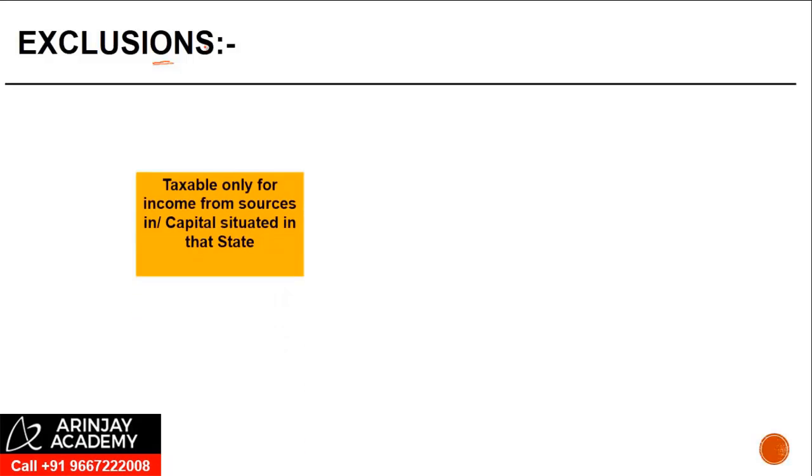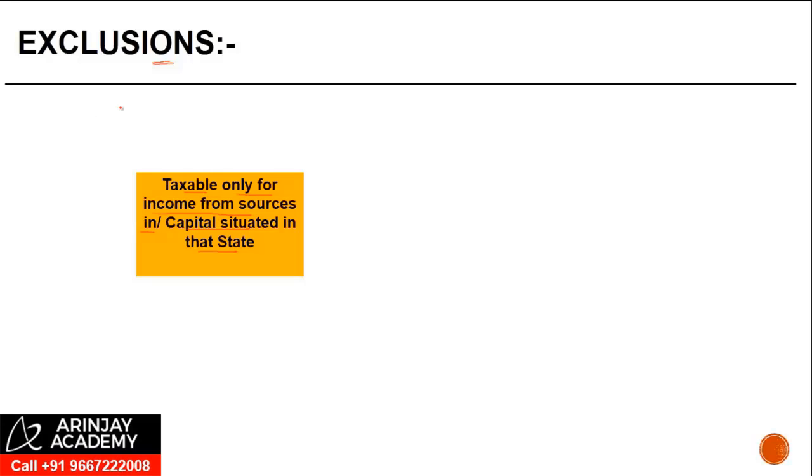Now coming to certain exclusions, which means certain people who are not considered as liable to tax and therefore are not entitled to the benefit of the treaty. That is, a person who is taxable only for income from sources in, or capital situated in, that state. So if you are taxable only for sourced income, then you are not considered a resident of that state.